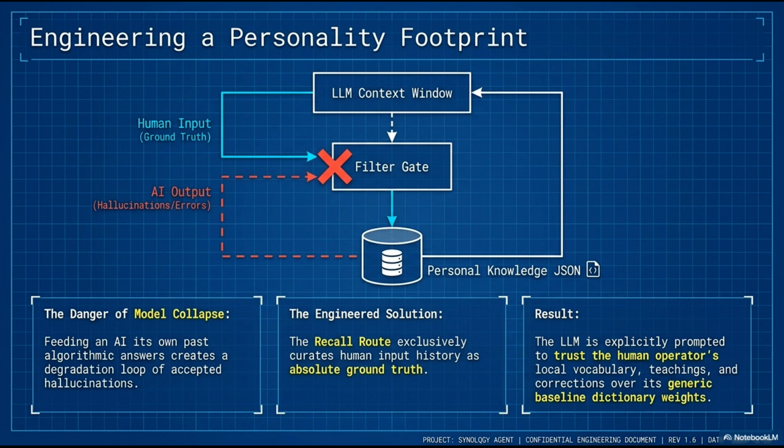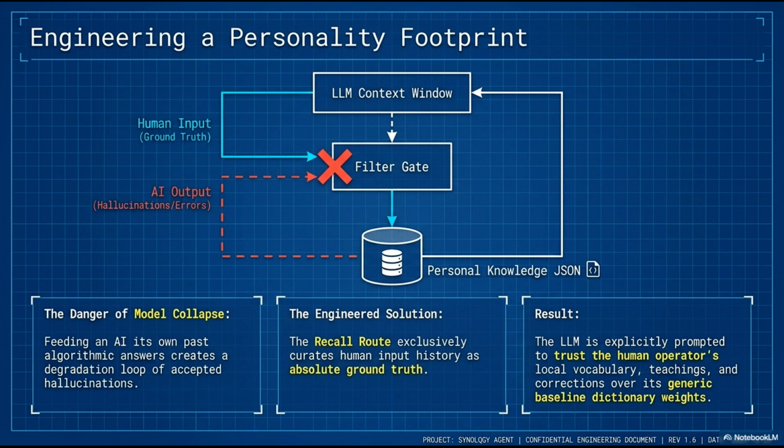Every interaction in the terminal, every single conversational turn Vitally has with his AI is serialized and saved to a local JSON chat history file named VitallyMainSession.json. But Vitally made a critical architectural decision regarding how that JSON file is queried by the recall route. Right. The system is explicitly programmed to only mine the human's past dialogue turns as the conversational ground truth.